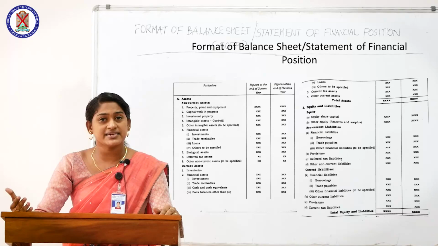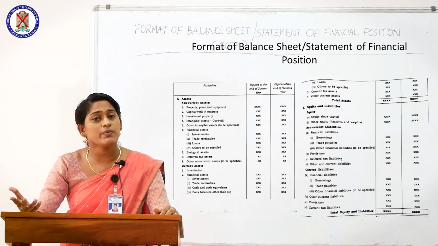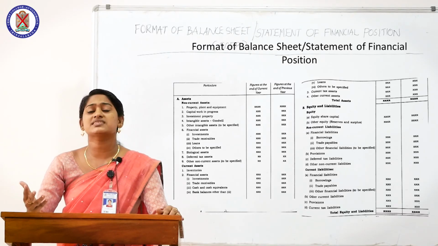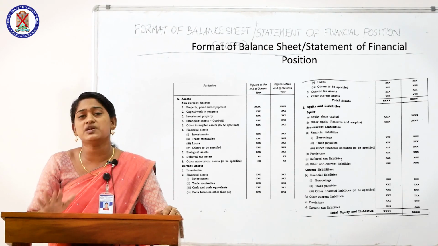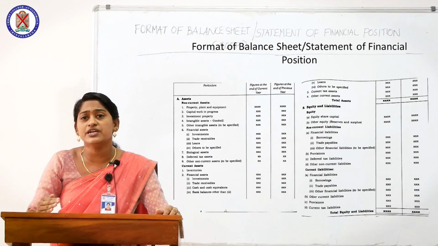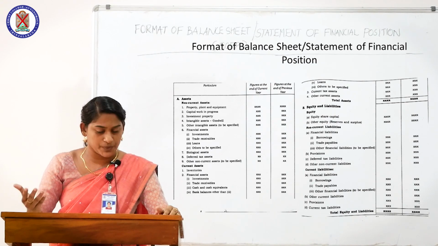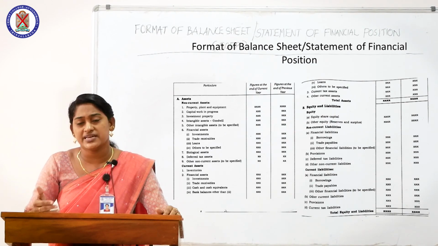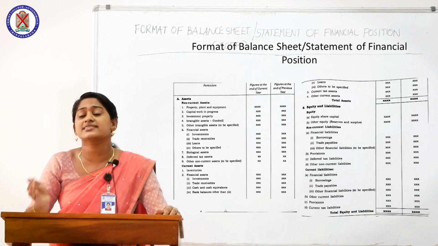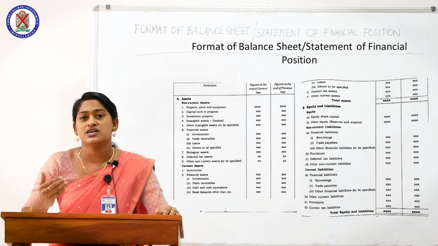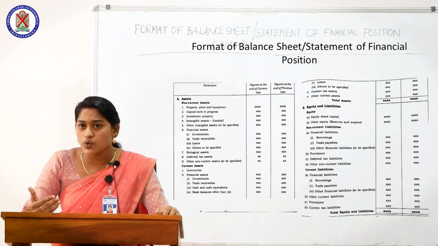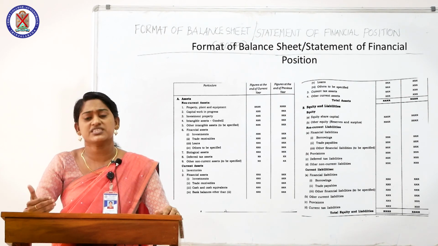Then the next asset is current asset. Have you heard about current asset? Current assets are the assets which can be realized into cash within a short period of time. The current assets are again divided into four. First one is inventories. Inventories means stock. There are three types of inventories: raw material inventory, work in progress inventory, and finished goods inventory.